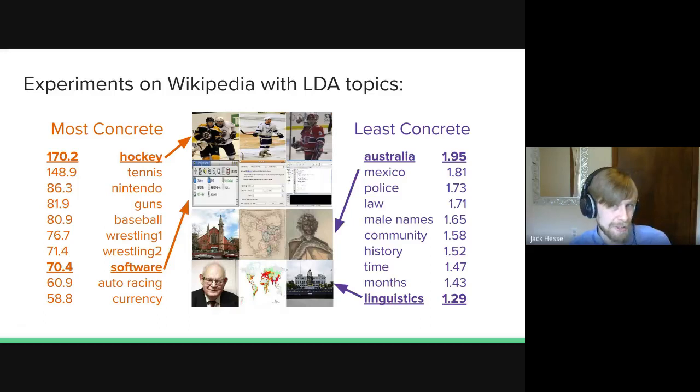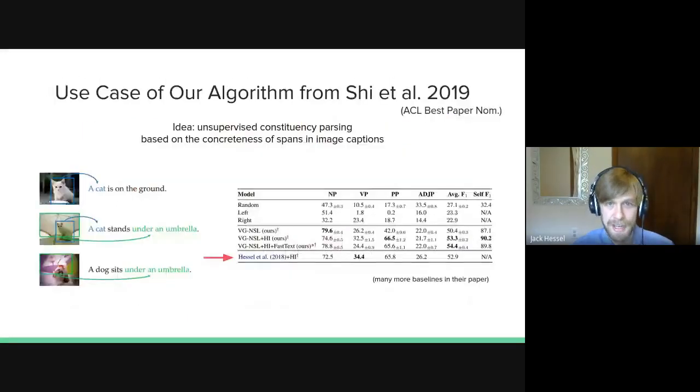As a quick pointer, we also extend this method to not just look at word types. We also extended it to look at continuous topics. It turns out that on Wikipedia, ice hockey is a very visually concrete topic, especially in relation to linguistics, which is more visually dispersed. And indeed, people are starting to use these concreteness scores of ours for all sorts of very cool things that we didn't think of a priori.